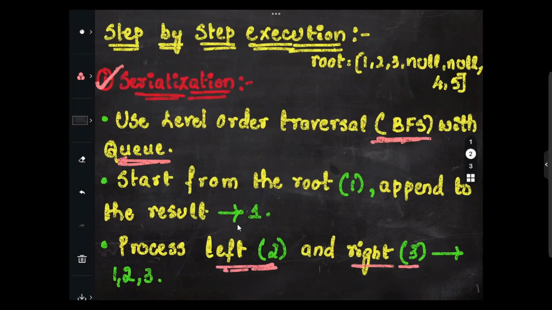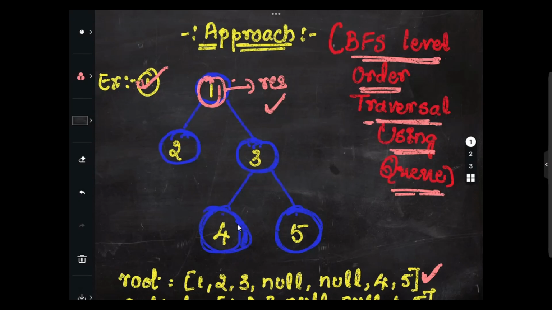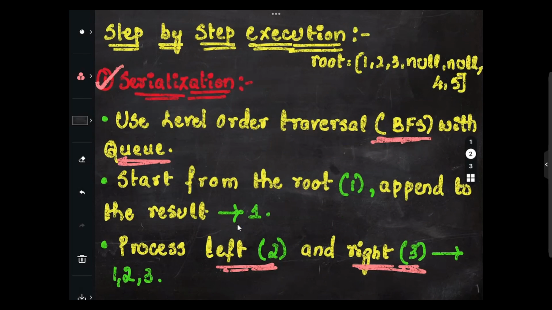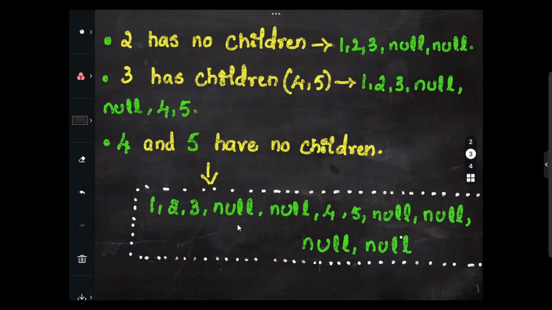We will process left 2 and right 3. As we are going with level order traversal, the root is the first level, then we will append 2 and 3, which is the second level, to the result. Next we will append the nodes of the third level. So we will process left 2 and right 3. It will be 1 2 3 in this case.